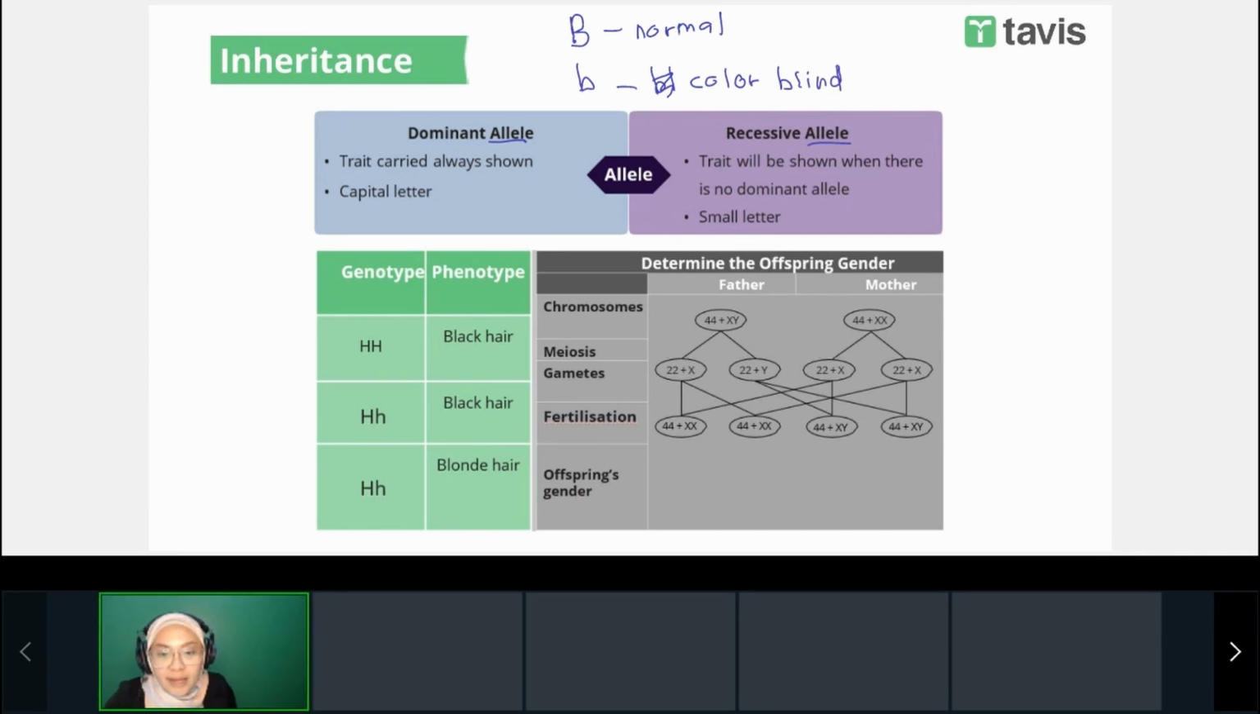So if I write BB, the person is normal. If I write Bb, one dominant, one recessive, then the person is normal, just a carrier. Then if I write both recessive, small letter b, bb, then the person is color blind.